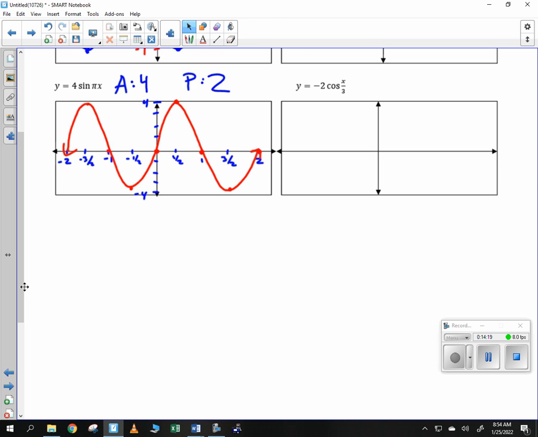Okay, last one. What's the amplitude? 2. And what's the period? 6 pi. We got 2 pi, and we divide it by 1/3, and Greta is right. We got 6 pi. Because 2 pi divided by 1/3, you end up multiplying by the 3, and we get 6 pi.